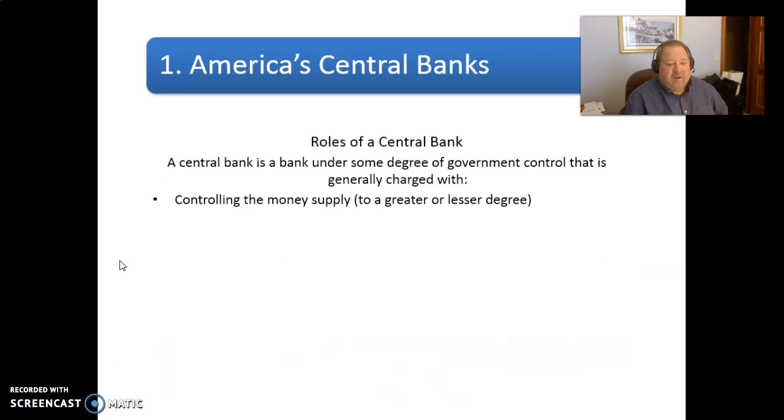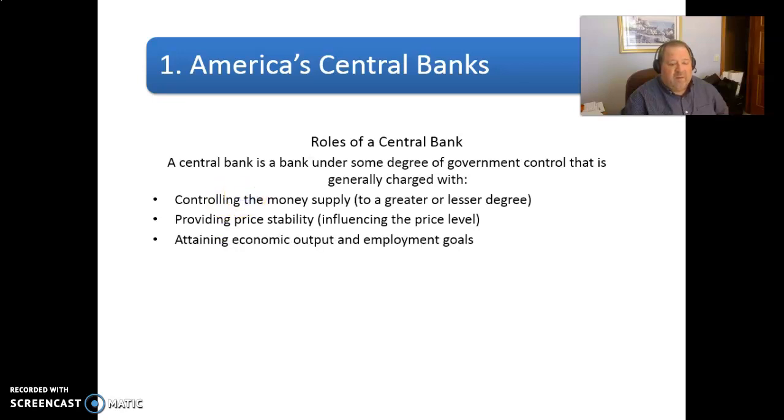Central banks have several roles. Probably the most important is controlling the money supply. And we talked about that earlier in our class, that they can increase or decrease the money supply by buying or selling bonds. Another goal is to keep prices level, to control inflation. They want to keep the economy running smoothly.